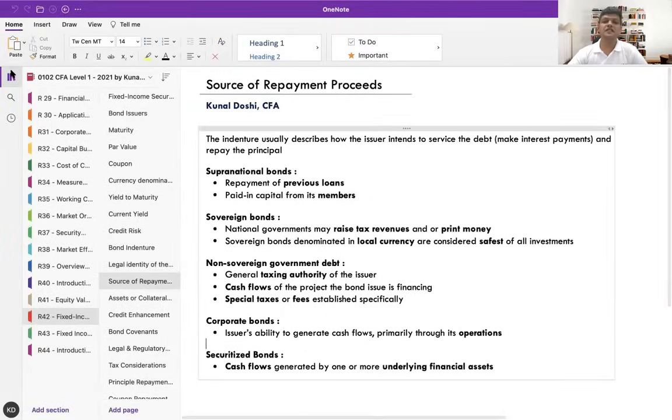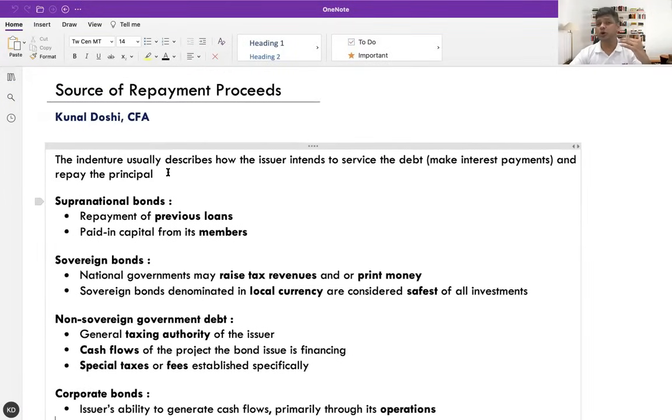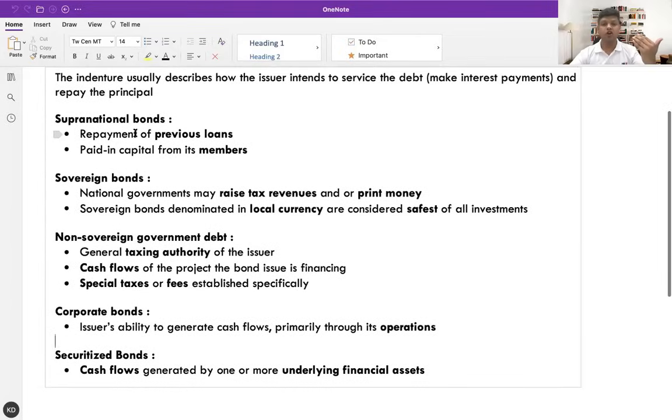Now comes the sources of repayment. From where are these entities going to pay you back? For example, supranational bonds, they are issued by, you remember the example I told you? World Bank. So where are they going to be paying you back? How are they going to pay back? Well, they will pay back if some of the countries pay back the principal.